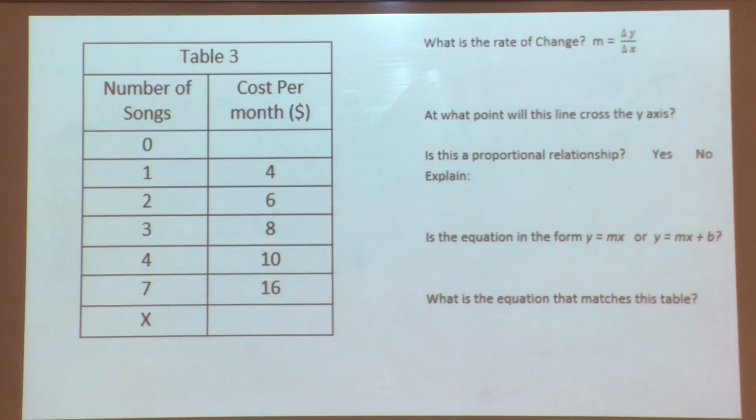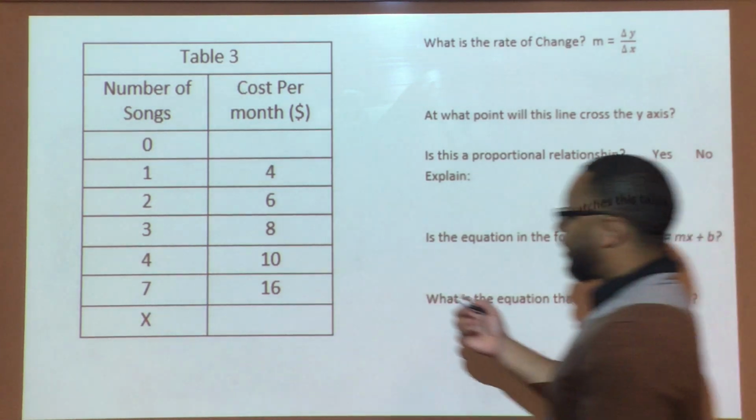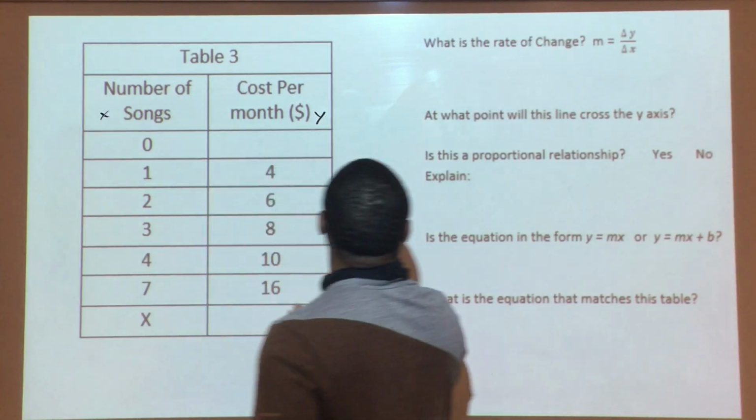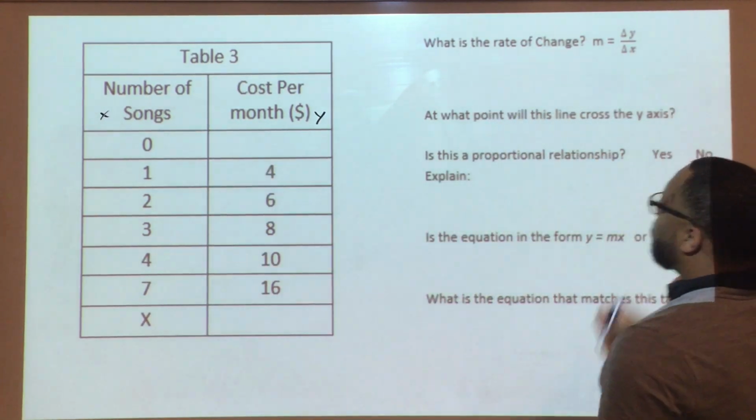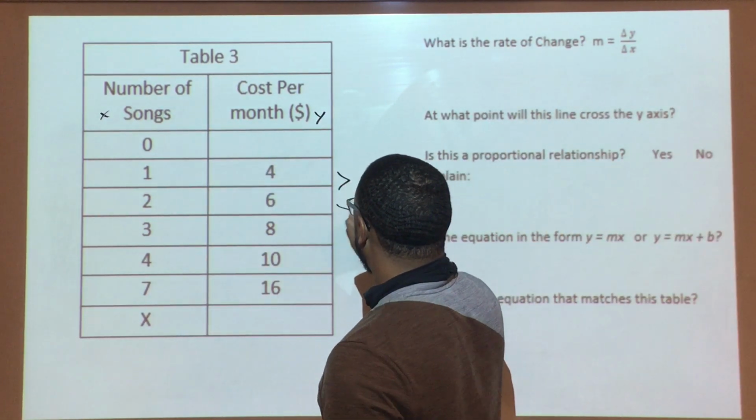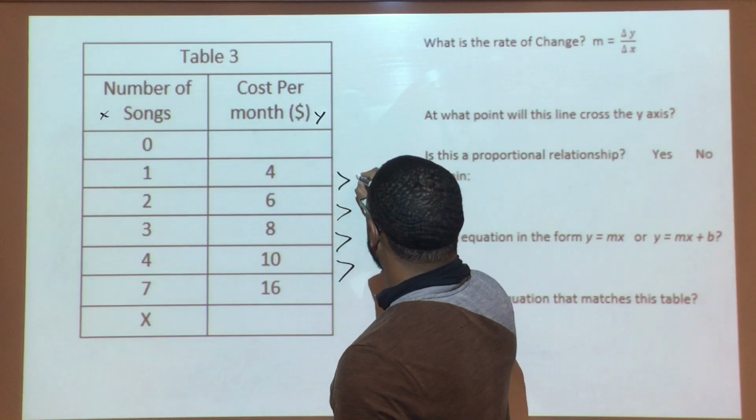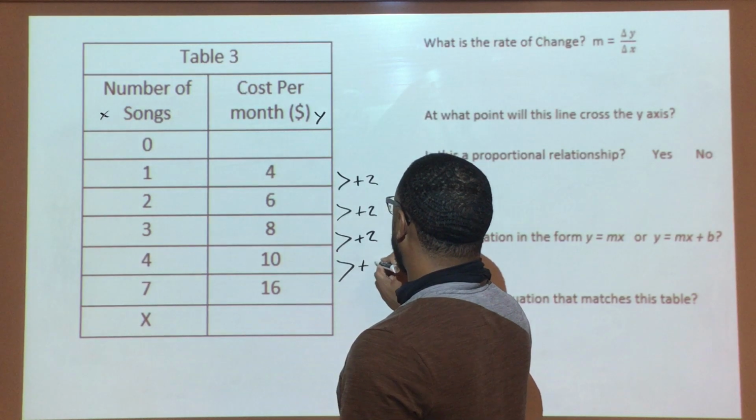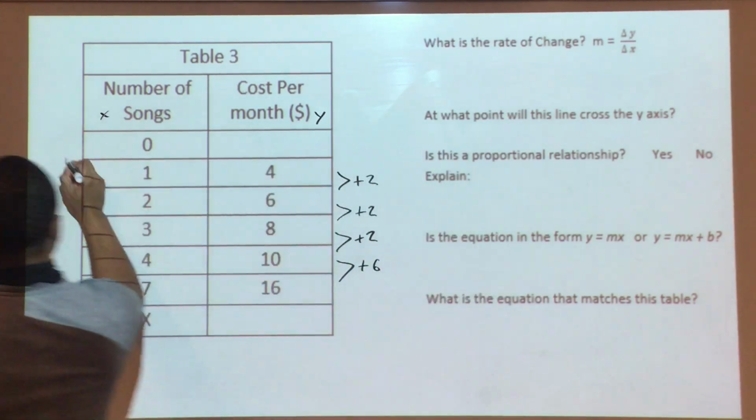This is the last one we'll go over. Number of songs, that's going to be x. And my y is going to be the cost per month. What is the rate of change? I'll go faster this time because we've been practicing this. This is increasing by 2. Except when I get here, it's increasing by 6.